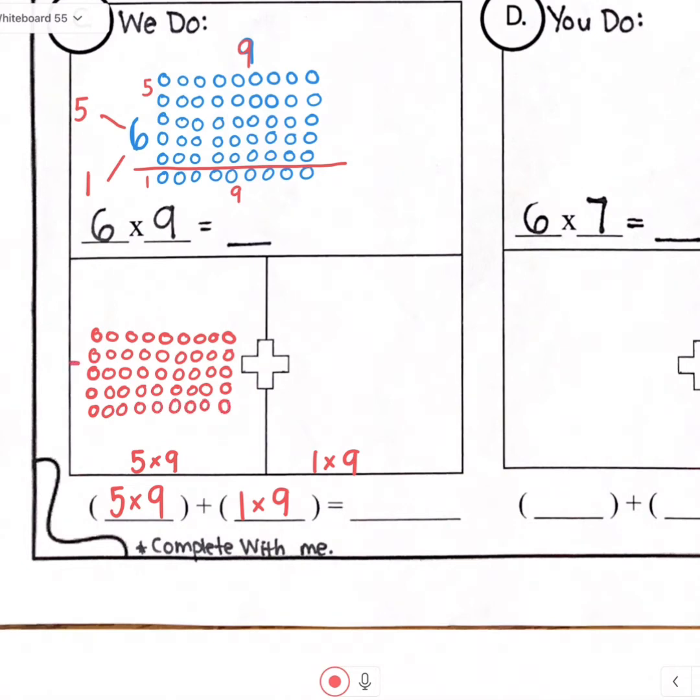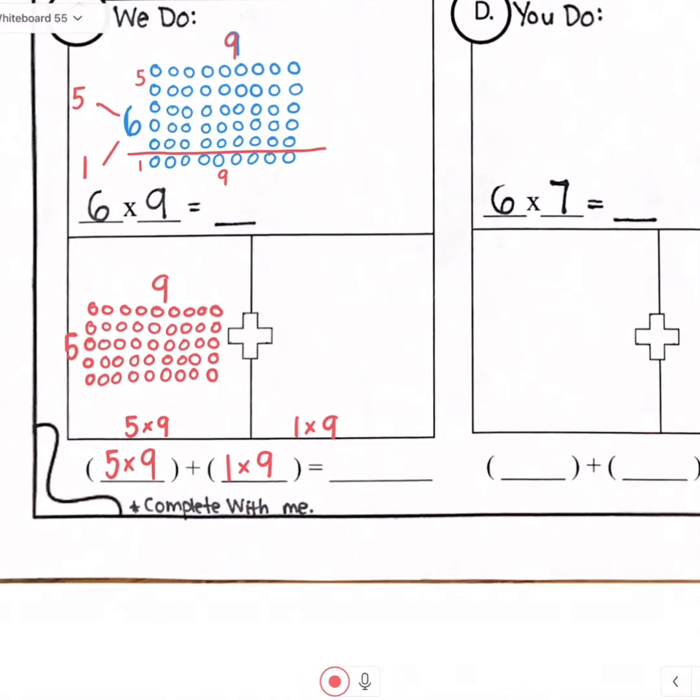So here I have 5 times 9. And 5 times 9, if I need to count up the dots in the array, I can do that, or I can count by 5 9 times. So 5, 10, 15, 20, 25, 30, 35, 40, 45. 5 times 9 is 45.